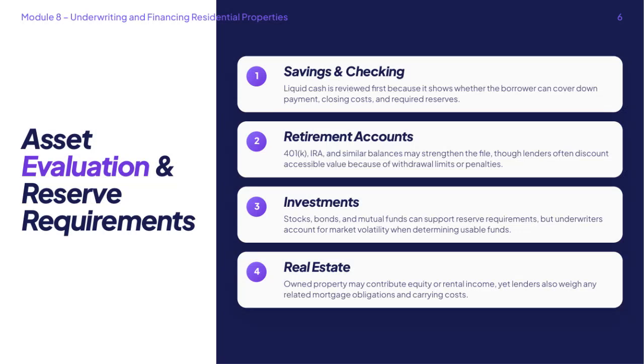Let's talk about asset evaluation and reserve requirements, which are crucial when assessing a borrower's financial strength. First, we look at liquid cash, like savings and checking accounts. This is important because it shows whether the borrower can cover immediate costs such as a down payment, closing costs, and the required reserves. Next, we consider retirement accounts, including 401(k)s, IRAs, and similar funds. While these can strengthen the borrower's financial profile, lenders often discount their value due to potential penalties or withdrawal restrictions.